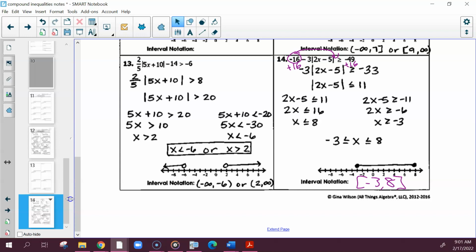Take out your graphing inequality notes. Does everyone have their calculator? If not, go grab it. I'm going to show you how you can check yourself on your calculator.